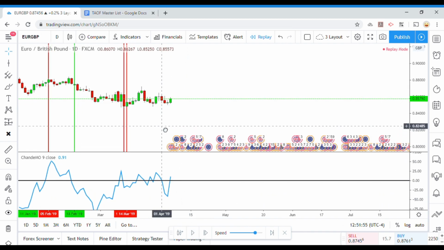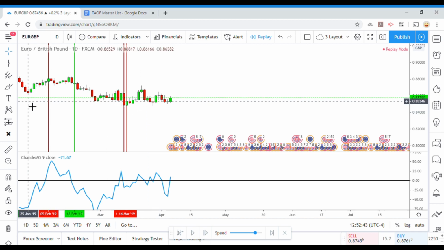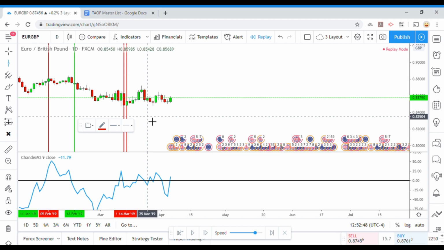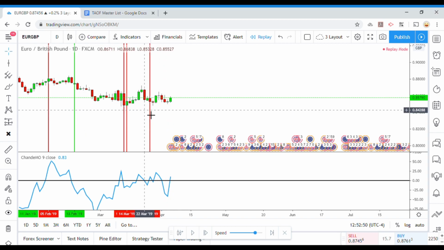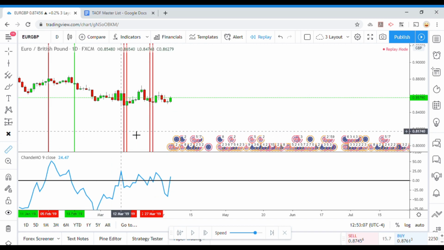On to the next. Let's see what it's going to do here. A whole lot of confusion here is what it's going to do. Alright, so that would have been a loss there. It would have told us to go long before it then turned around and told us to go short right there, before it then gave us another long signal here.